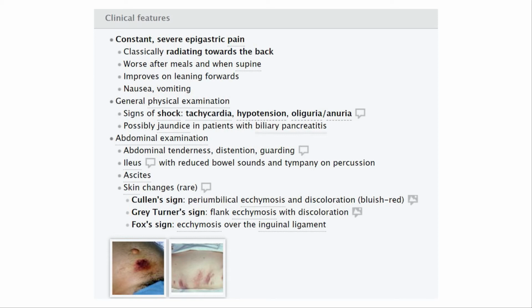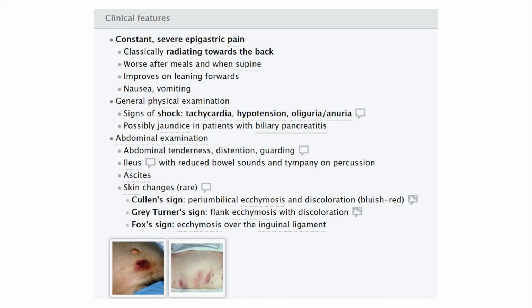So generally the person will look shocked. They'll have low urine output, low blood pressure, high heart rate. They could be jaundiced if they've got a big stone blocking everything, so in gallstone pancreatitis. Their abdomen will be tender, they'll be guarding. If you percuss them, they'll get peritonitic, so their whole peritoneum is on fire.